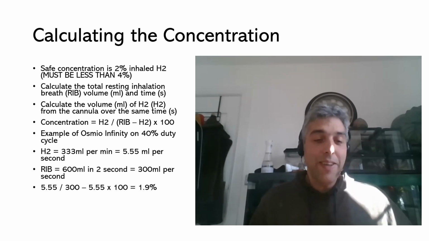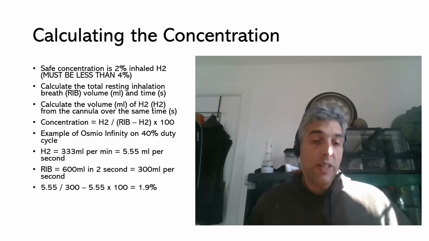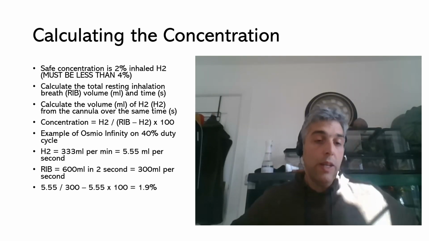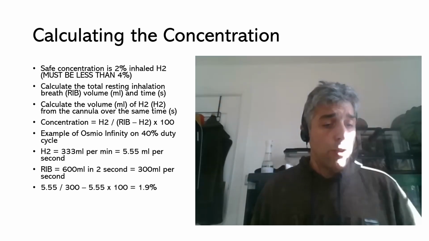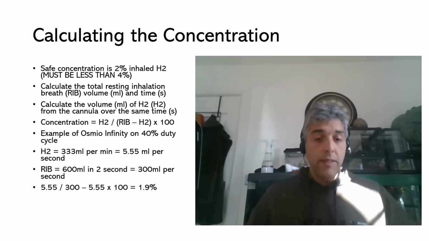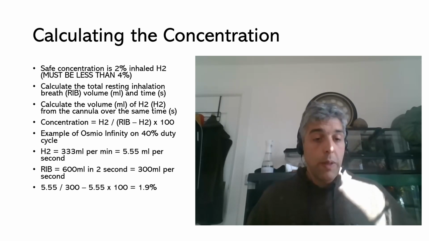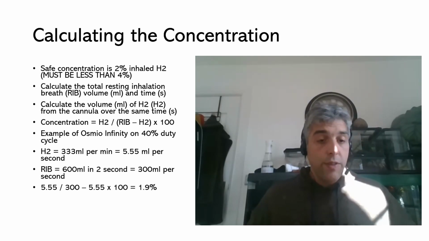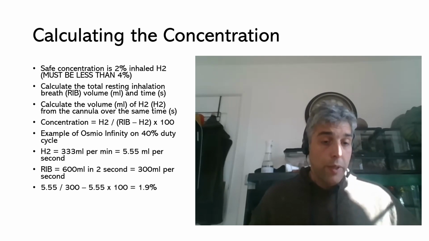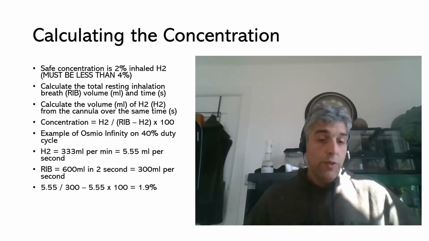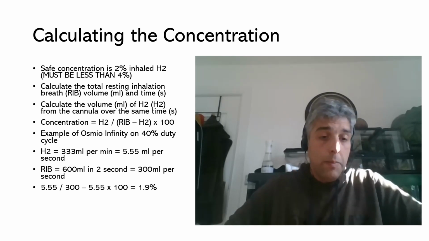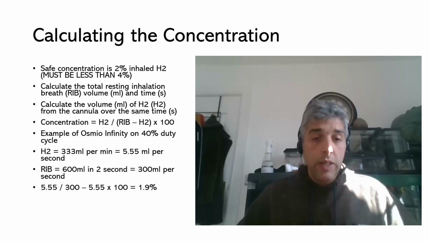Okay, so now in an average adult, let's say, their resting inhalation breath volume could be around, say, 600 milliliters in 2 seconds. Obviously, that can vary, but you can easily measure that. So 600 milliliters in 2 seconds, which is about 300 milliliters per second. So to calculate the concentration there, you've got 5.55 milliliters of hydrogen per second divided by your 300 mils of resting inhalation breath per second minus that amount of hydrogen, multiplied by 100. So in that case, it's 1.9%, which is smack bang where you want it.